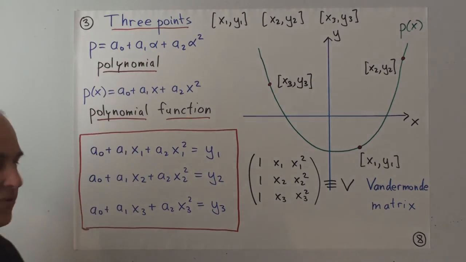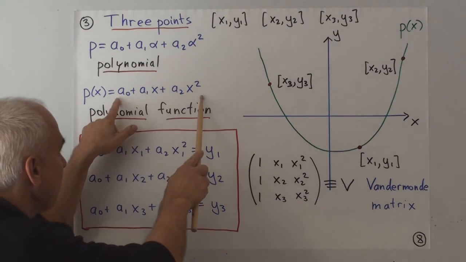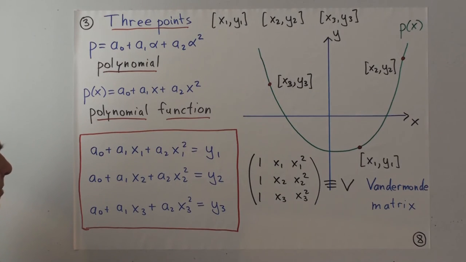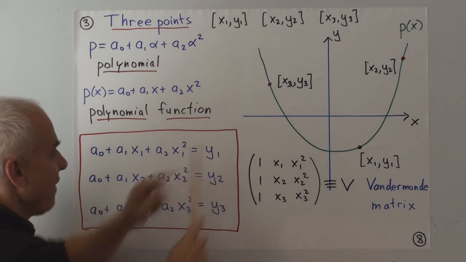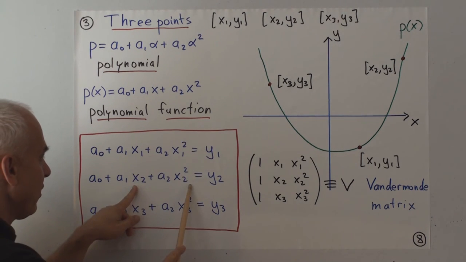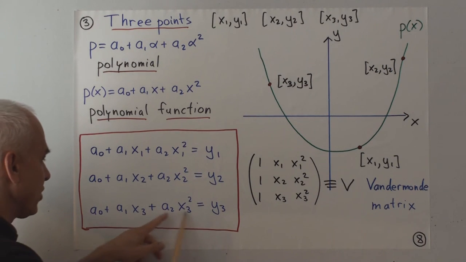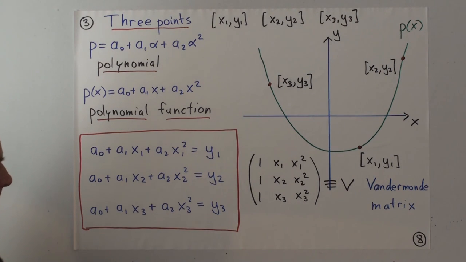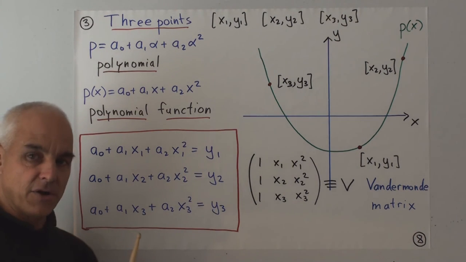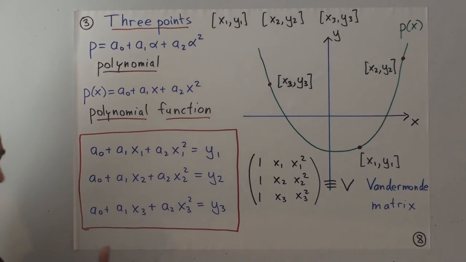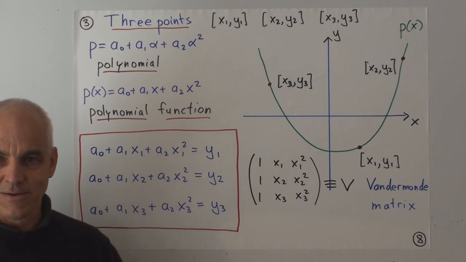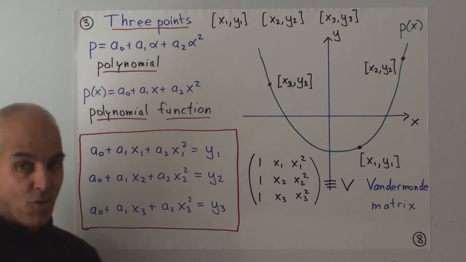Just replace the alphas with x's. And we require that this function pass through these 3 points. It means that if you plug in x1 for x, then the value should be y1. If you plug in x2 for x, you should get y2. And when you plug in x3 for x, you should get y3. So in practice, what will be known? In practice, all the x's and y's are known, and you have 3 equations in these 3 unknown numbers, a0, a1, and a2. So they are the variables in this system of equations. The coefficients are the variables, not the x's and the y's.